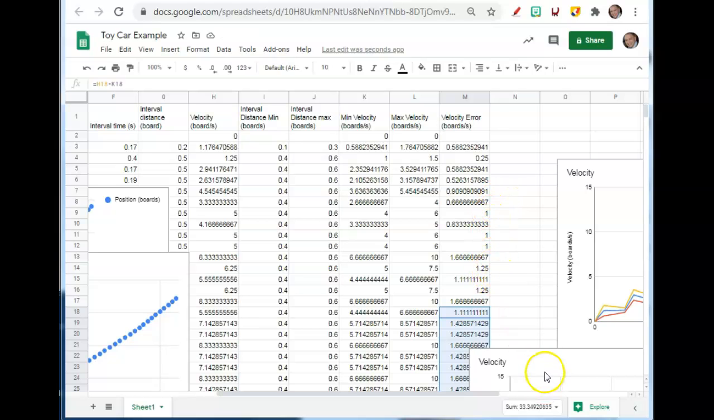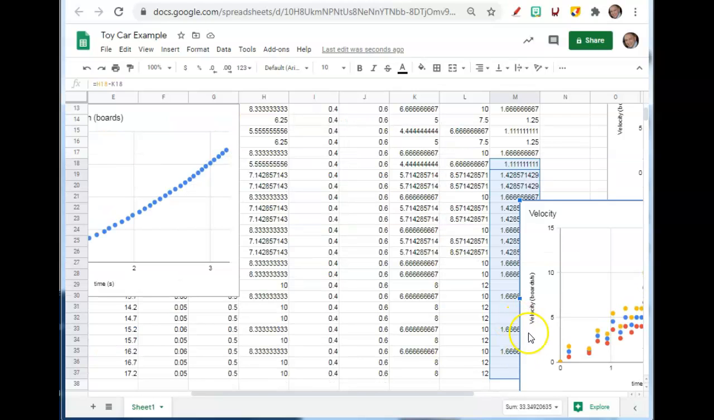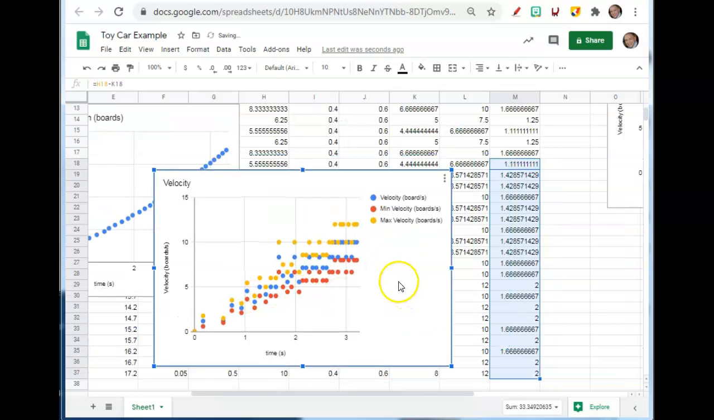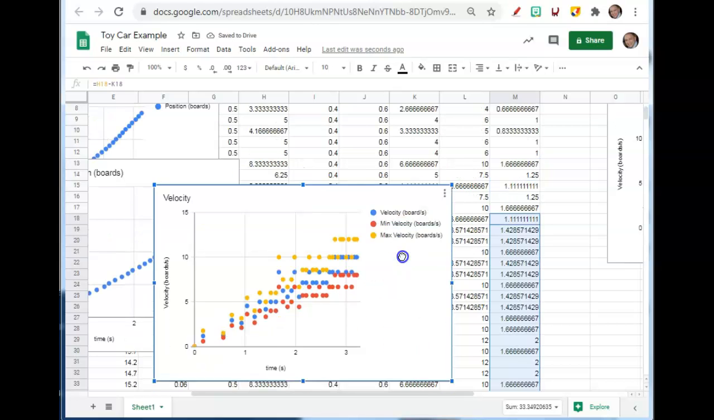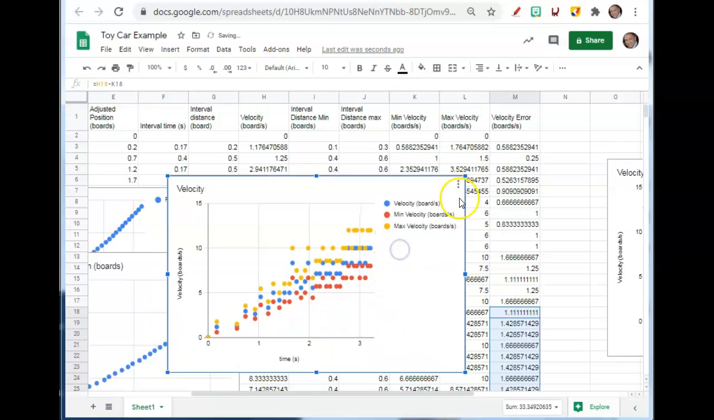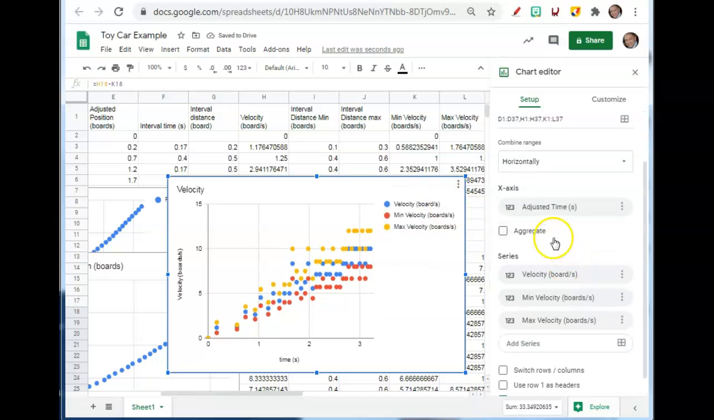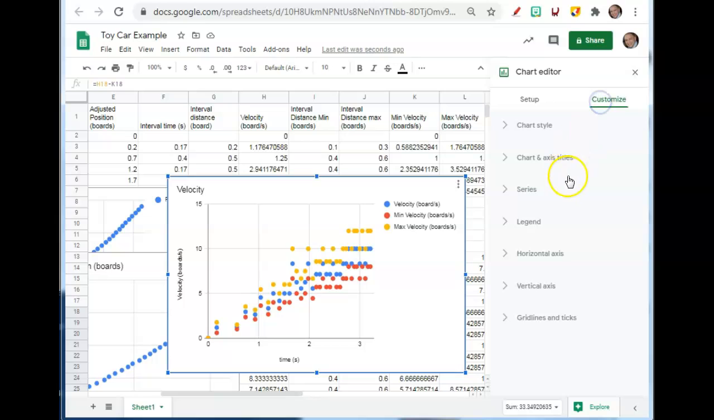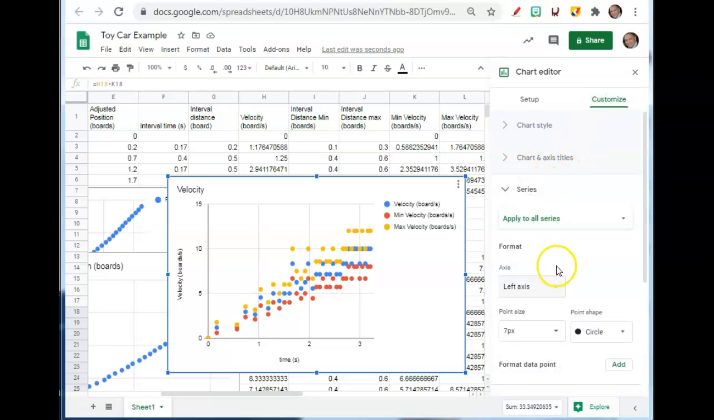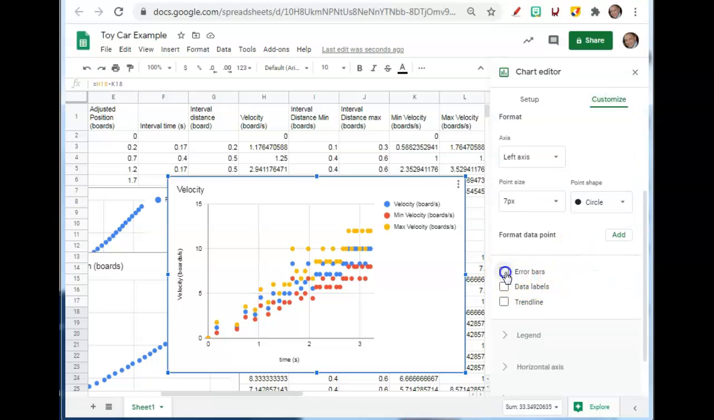One thing that Google Sheets can't do that Excel can is have different size error bars. We can take this velocity graph and we can put error bars on it. So I'll get this up here where we can see the titles. And one way we can do that is to edit text. And if we go to Customize and our series, what we can do here is add error bars, but we can only add a certain value, or a percentage. So these are our options: constant, percent, or standard deviation.